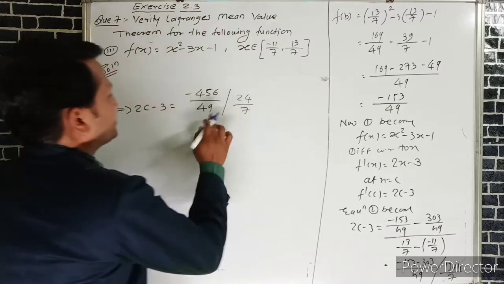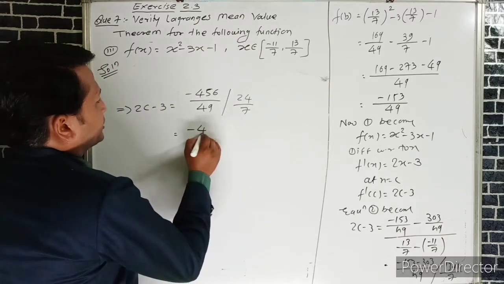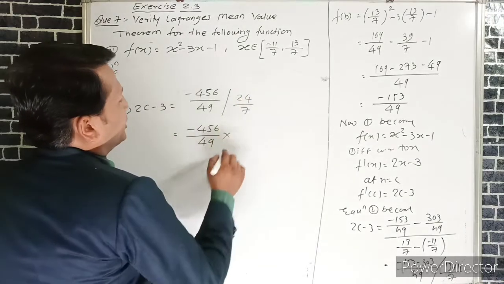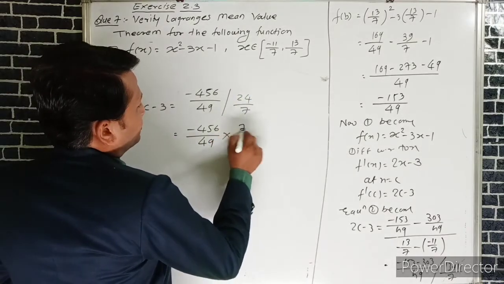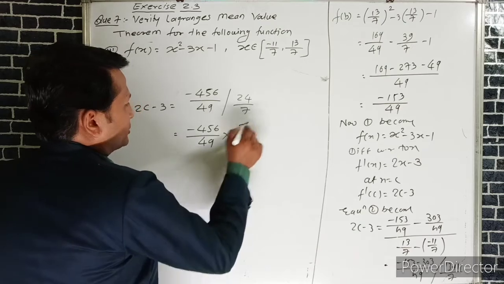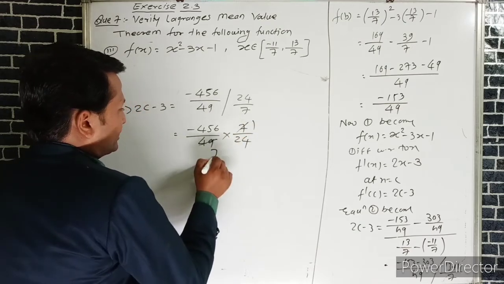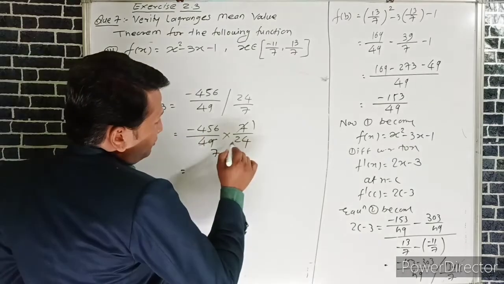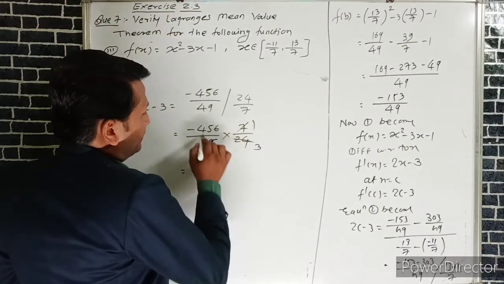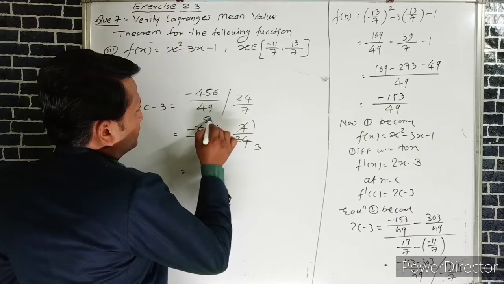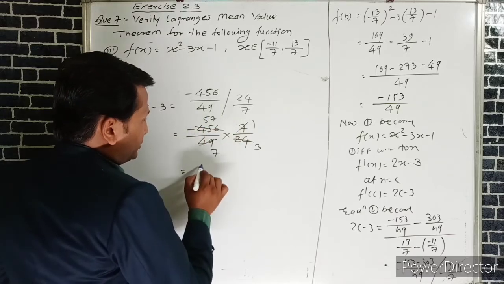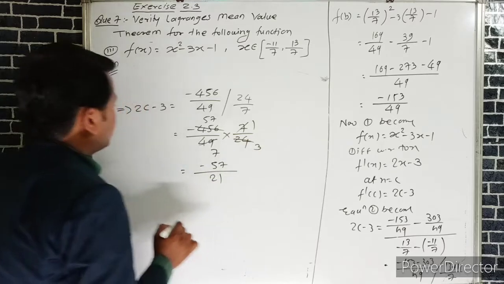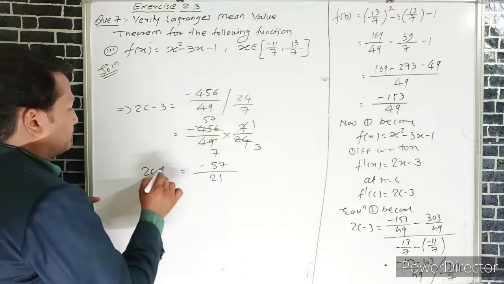We can write this term in multiple form, minus 456 upon 49. After interchanging numerator and denominator, we can write multiple of 7 upon 24. We can divide again by 8 into 3, 8 into 57, which is minus 57 upon 7 into 3, which is 21, which is the value of 2c minus 3.